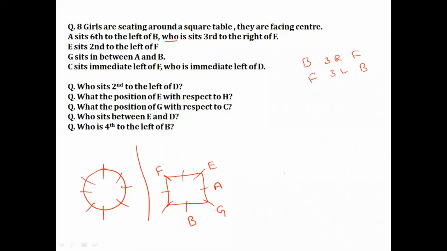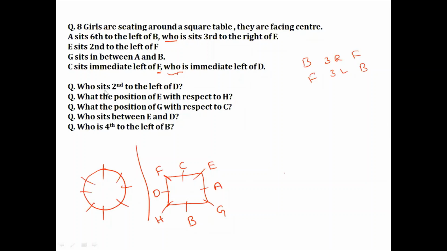C sits immediate left of F. Who is immediate left of D? Now here, don't be confused. C sits immediate left of F, and after F we have who is immediate left of D. So who is immediate left of D, which is D. So F is immediate left of D. So immediate left of D is that, and A, B, C, D, E, F, G, H. So H is the last one. Okay, so this is the arrangement.